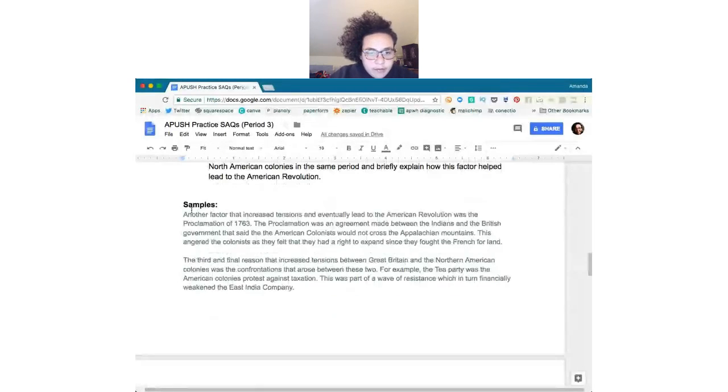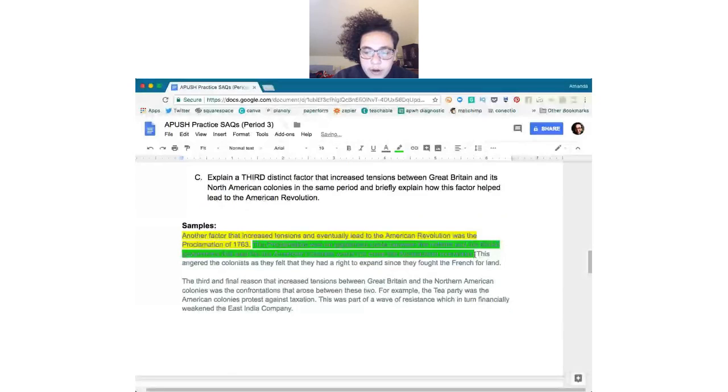Here are some that we have. Another factor that increased tensions and eventually led to the American Revolution was the Proclamation of 1763. Good. So that would be yellow. The proclamation was an agreement made between the Indians and the British government that said the American colonists would not cross the Appalachian Mountains. Good, right? So you're explaining there, or you're giving the example. This angered the colonists as they felt that they had the right to expand since they fought the French for the land. Perfect. This would earn the point.